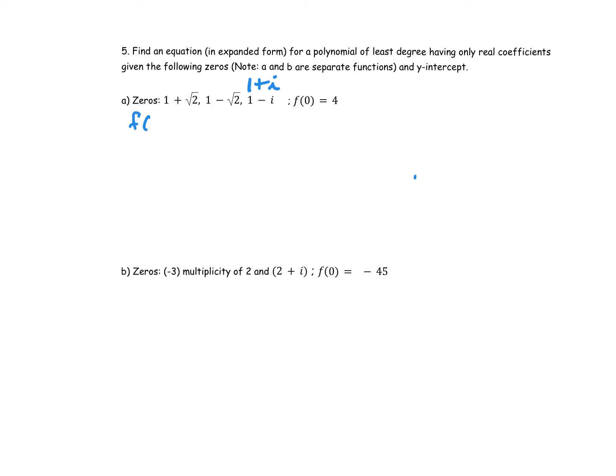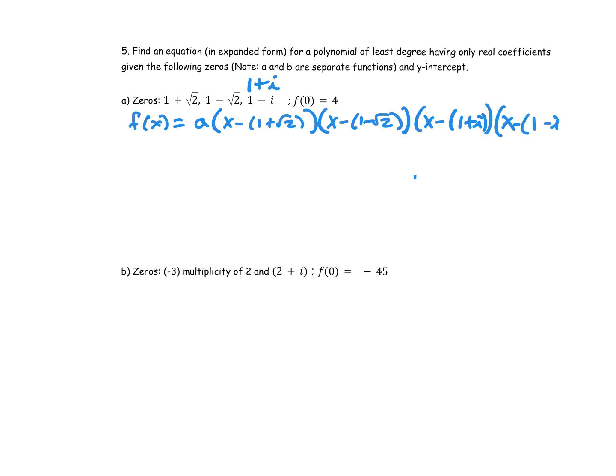So then when I go about building my polynomial, I say f of x equals a, because I'm going to have to find that leading coefficient, times x minus 1 plus root 2. It's always x minus a root, right, by the factor theorem. Times x minus 1 minus root 2. Then we have x minus 1 plus i and x minus 1 minus i.